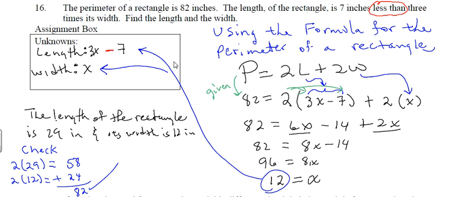It reads, the perimeter of a rectangle is 82 inches. The length of the rectangle is 7 inches less than 3 times its width. Find the length and the width. As we mentioned earlier, there's always a sentence that introduces all the unknowns in the word problem. It's not the first sentence in this example; it turns out to be the second sentence. It says the length, blah blah, then its width. So the two unknowns are the length and the width of the rectangle.